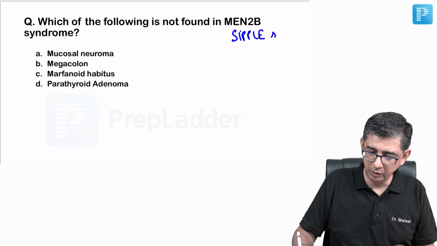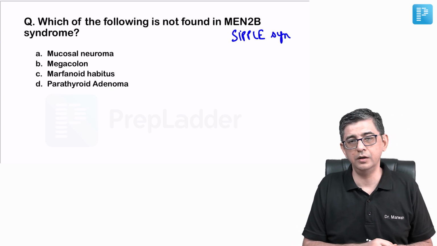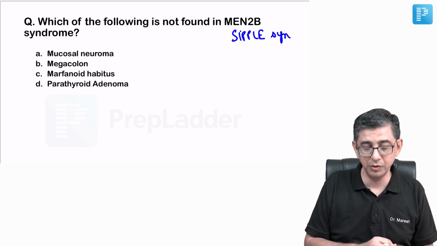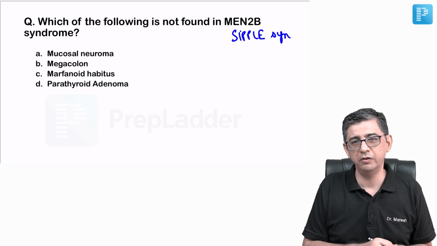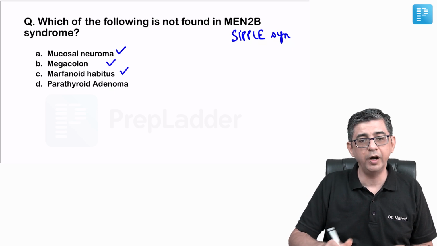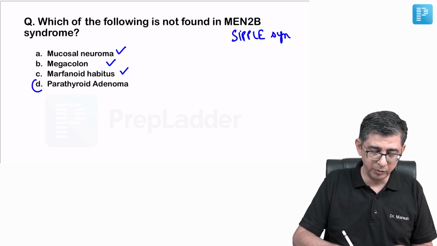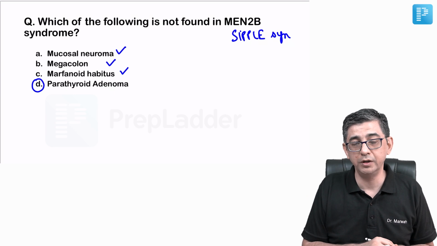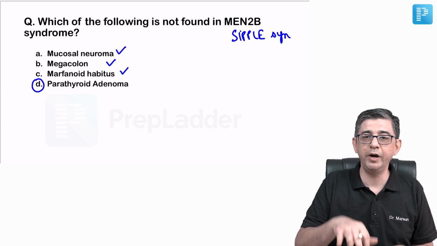Well, the first American president, John Abraham, had MEN manifestations, and all of them are described as M4. So we have a mucosal neuroma, Marfanoid habitus, and even a megacolon presentation. But when it comes to this P, parathyroid adenoma, that would be present in MEN 1 and in MEN 2A.